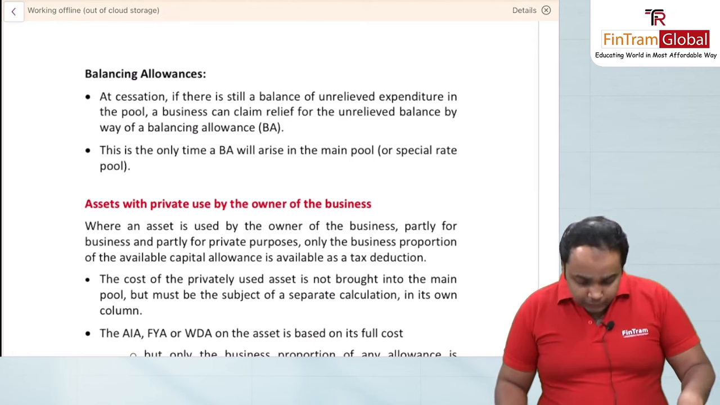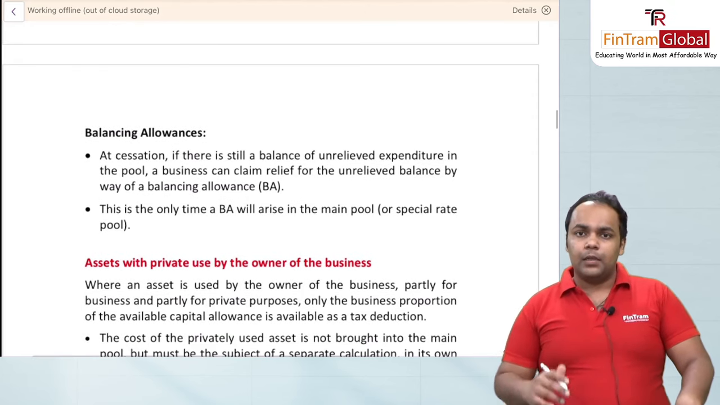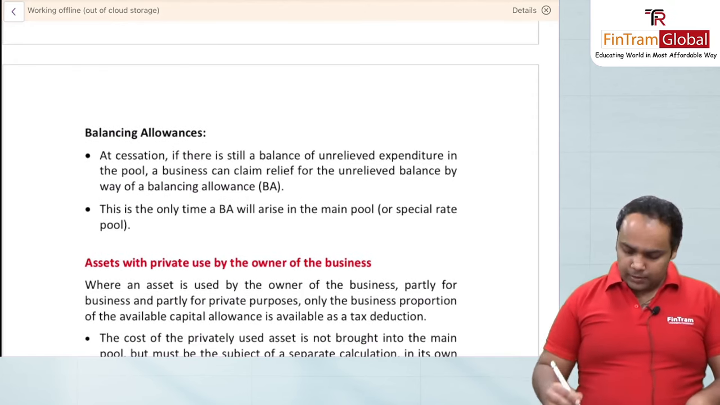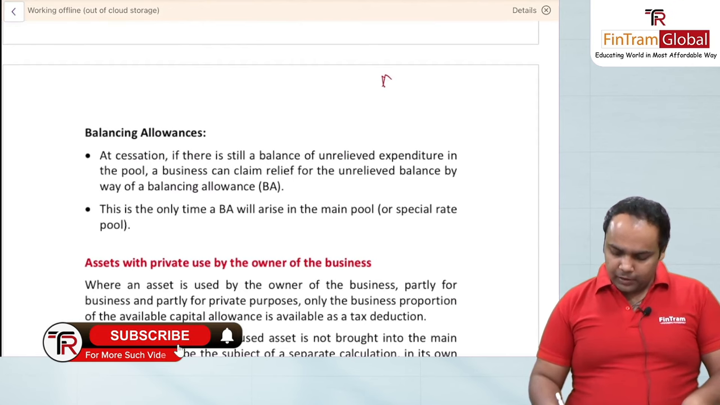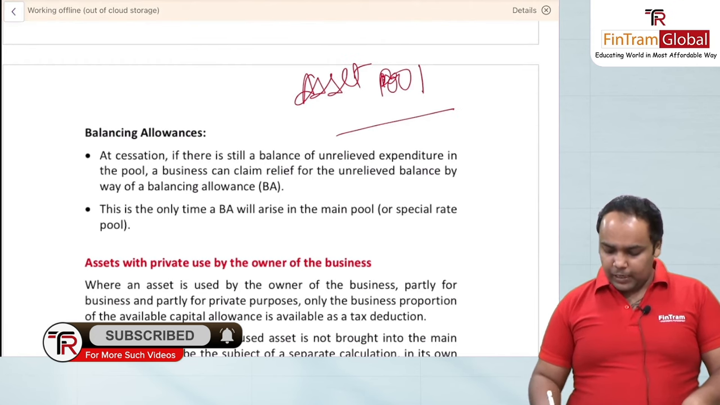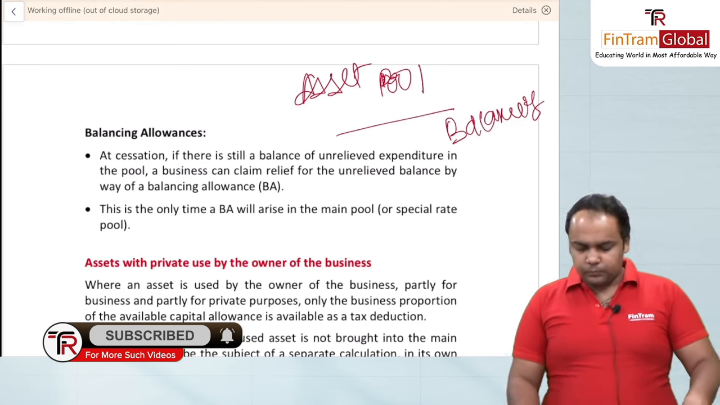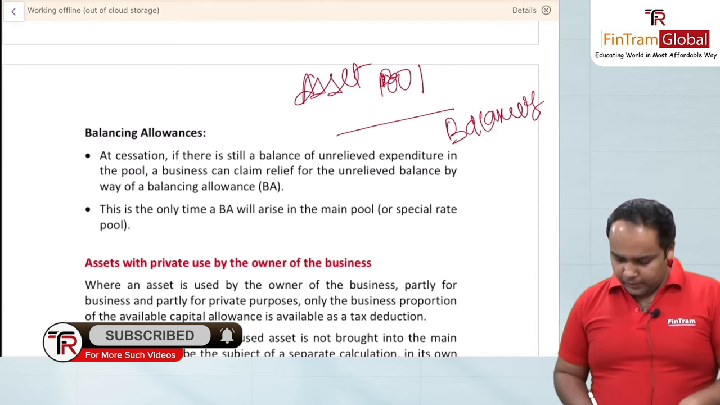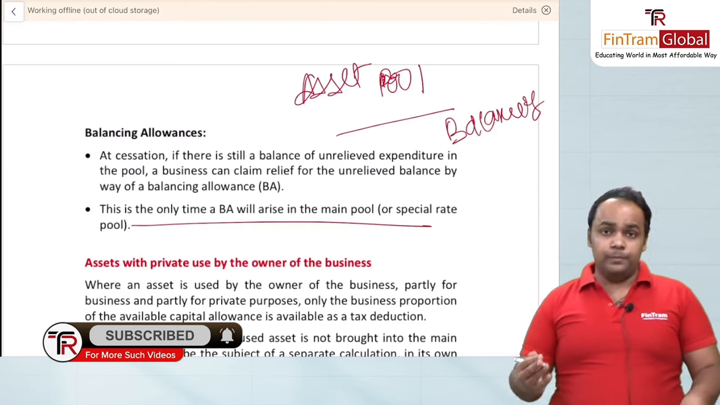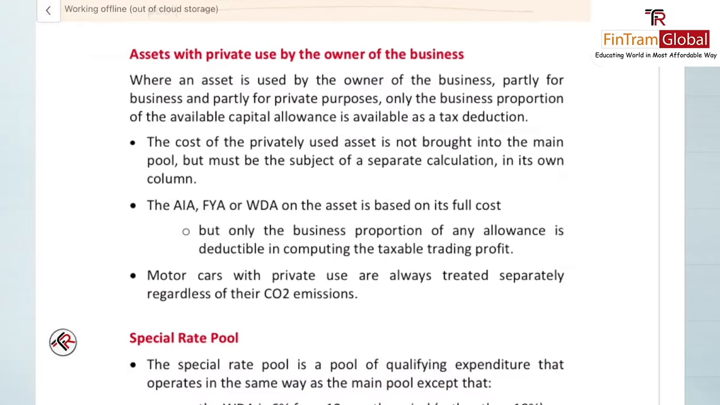Now, balancing allowance, guys: if there is still some amount remaining in the asset pool after sale of all assets, this is allowed as a balancing allowance. And this is the only time a balancing allowance will arise in the main pool. So, all of these things you have to remember very well during the exam.